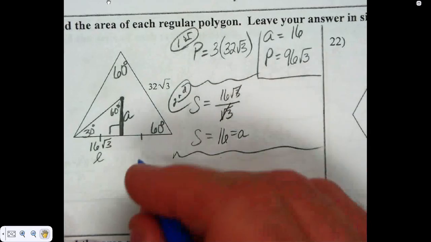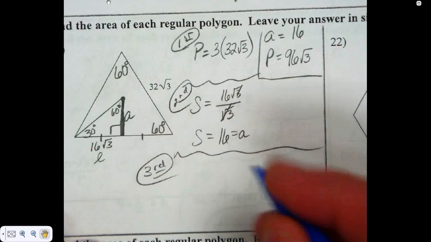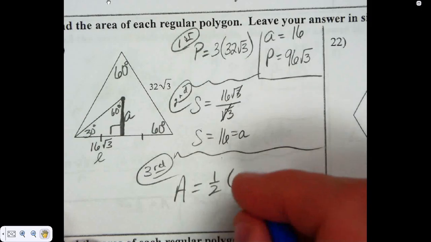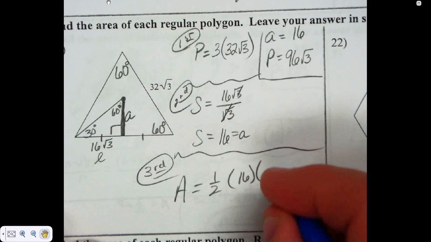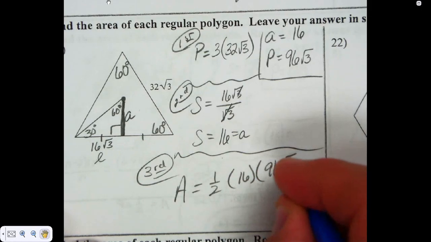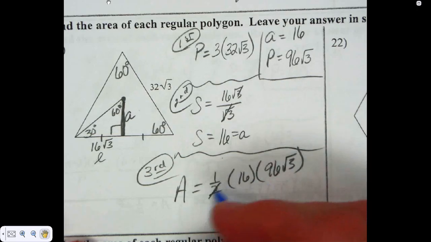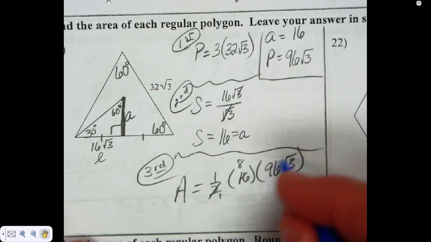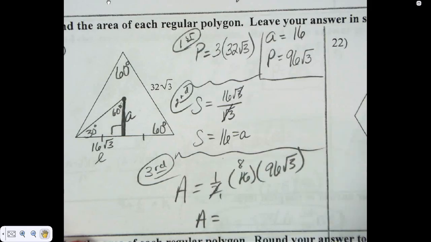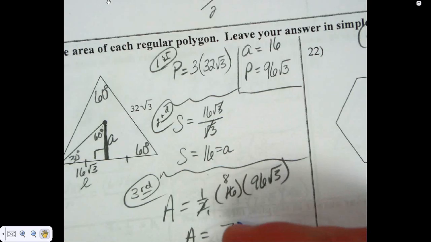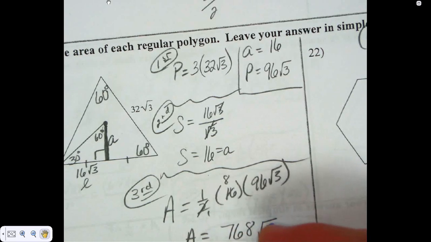Do I have everything I need? Area, capital A, is equal to 1/2 apothem, which is what? Times perimeter, which is what? 96 square root of 3. Half of 16 is what? 8 times 96. What's the area equal to? We're supposed to leave this in exact form. 768 square roots of 3.